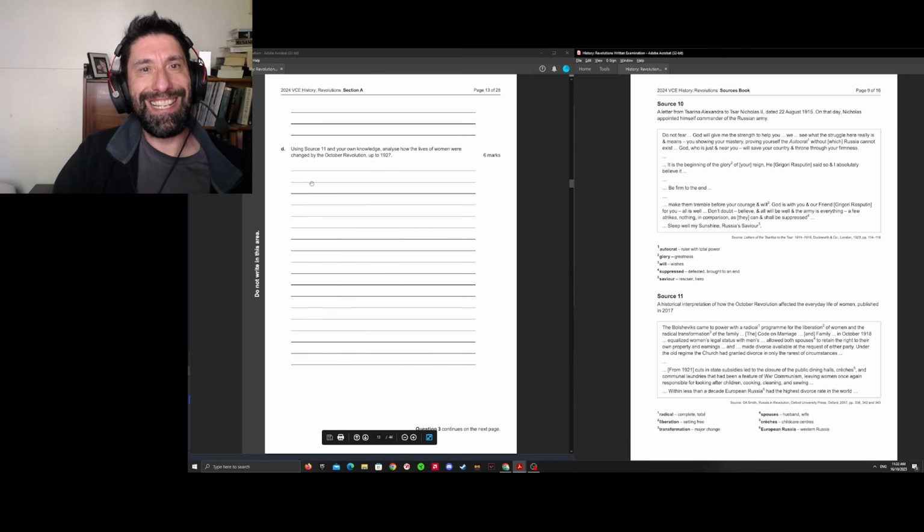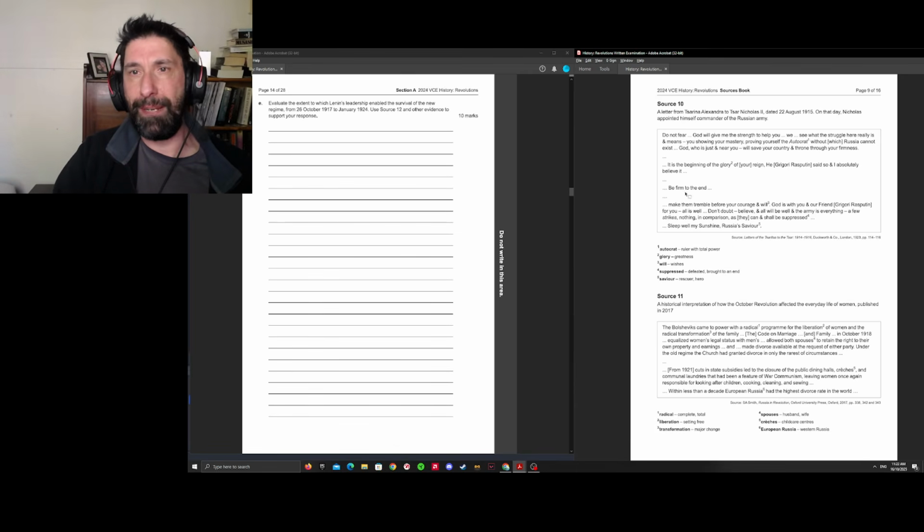So, question E, and this is your 10 marker. Let's have a look here. We'll turn over the page and we evaluate the extent to which Lenin's leadership enabled the survival of the new regime from the 26th of October 1917 to January 1924. There is a key period there up until when he dies.